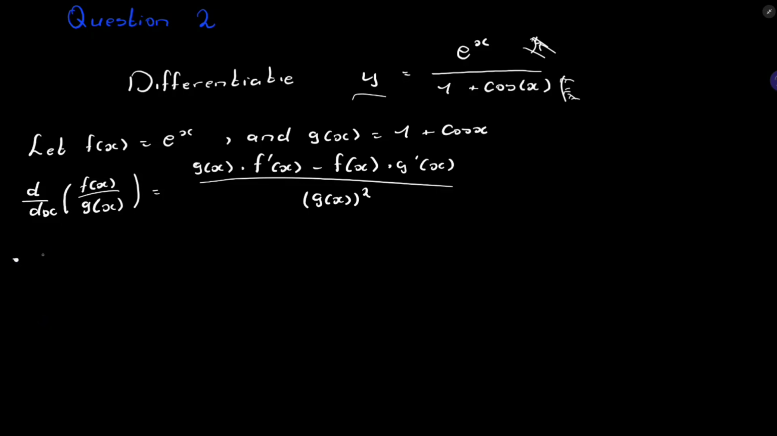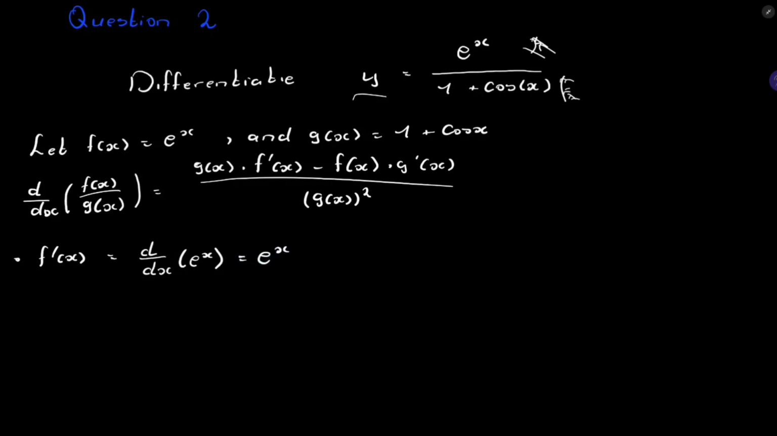Let's start with our first term, f prime of x. What is f prime of x? It is simply the derivative with respect to x of the function e to the x. And if you remember from our video on the derivative of exponential functions, it was well derived that the derivative with respect to x of the exponential function e to the power x remains itself. That is, it remains unchanged. So this gives us e to the x.